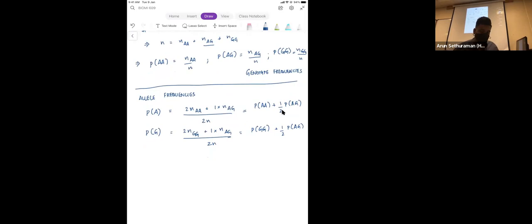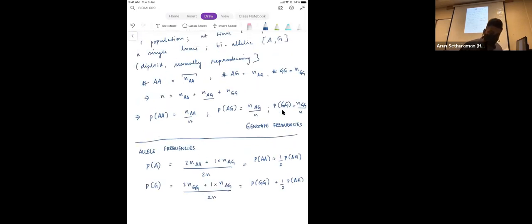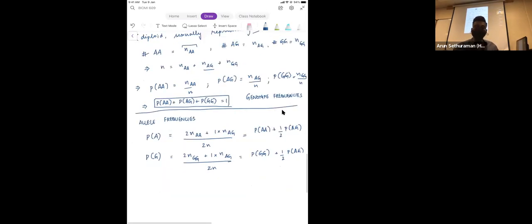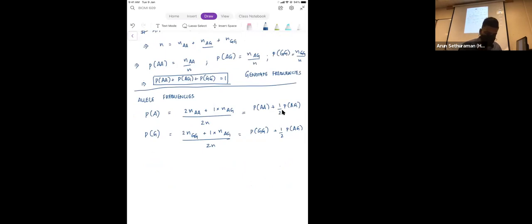By the way, I forgot to mention, very importantly, since these are probabilities and they are mutually exclusive events, if an individual is AA, they can't be AG or GG at the same time. Which means P of AA plus P of AG plus P of GG equals 1. This is a truism: the sum of all genotype frequencies must always add to 1. Similarly, P of A plus P of G must always equal 1. Again, these are mutually exclusive probabilities.